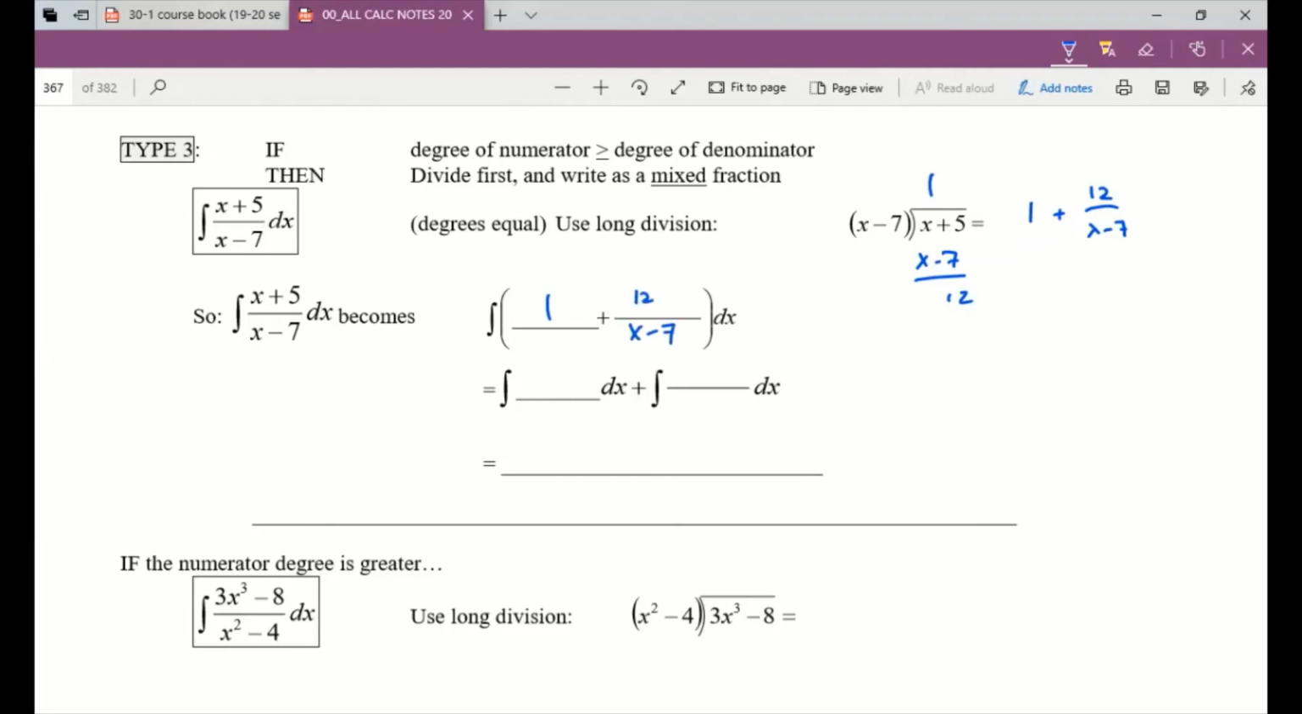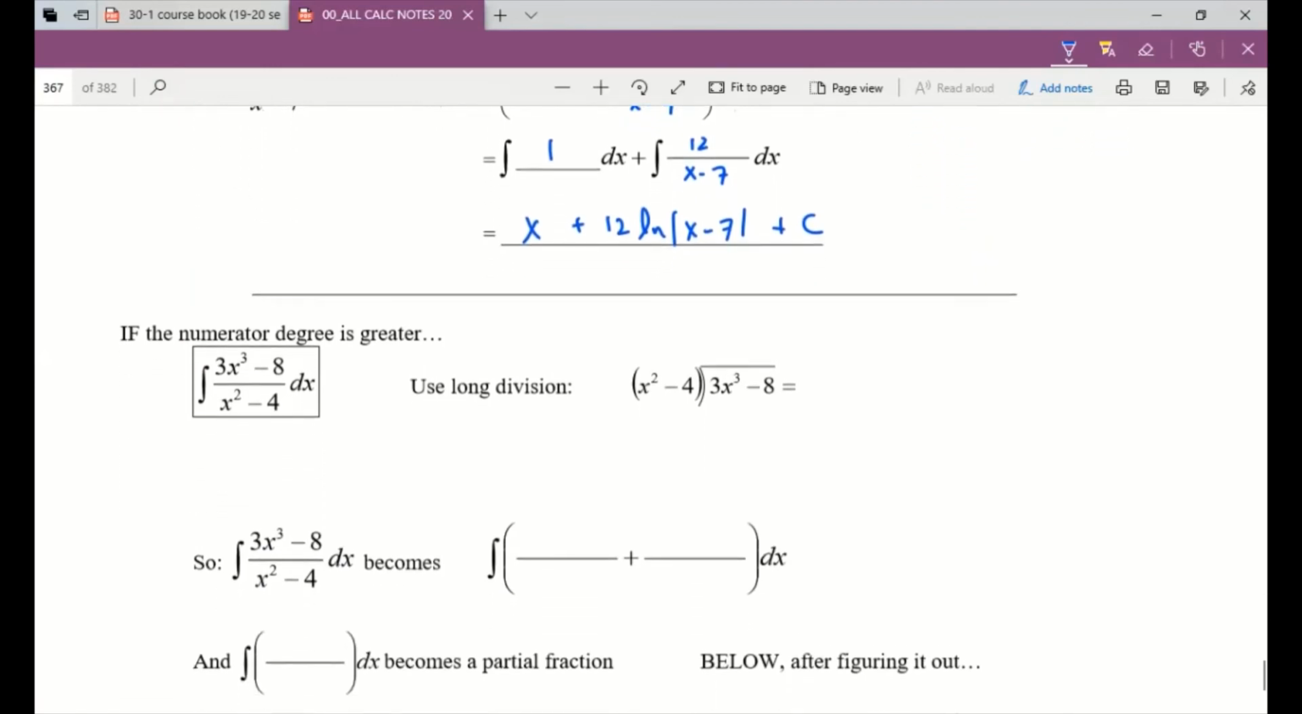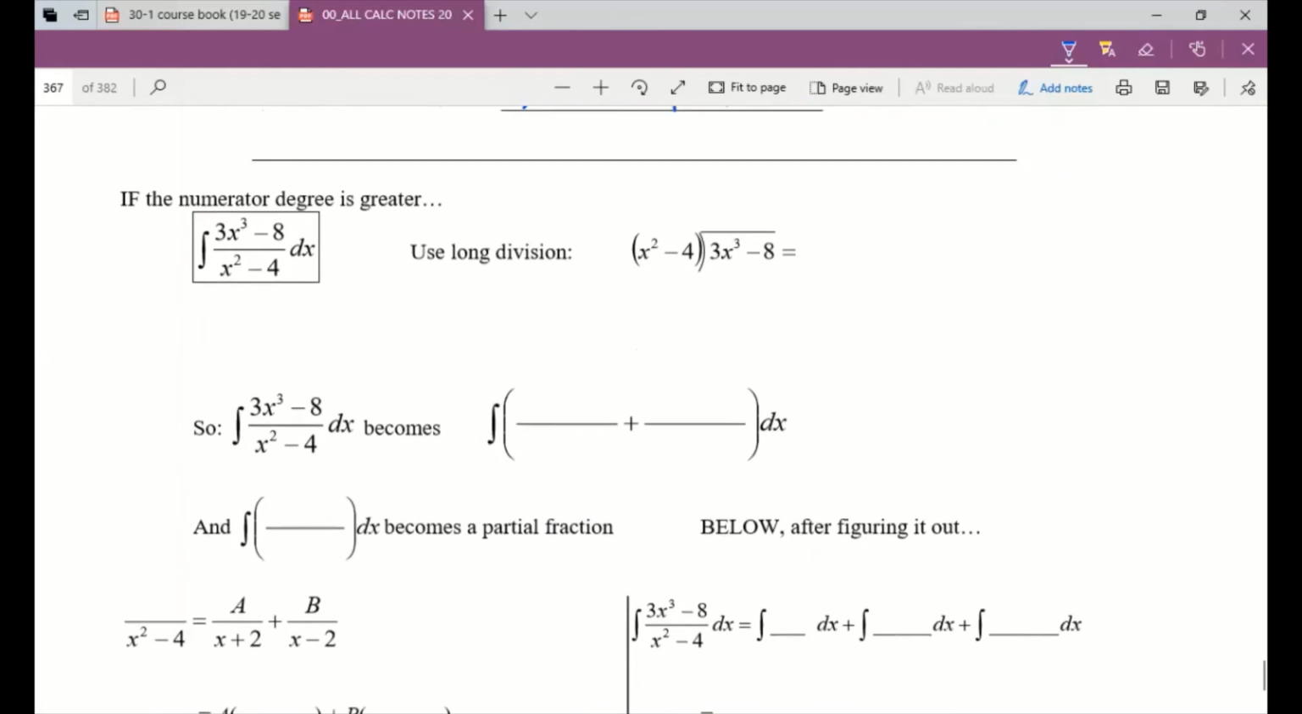We break that apart. This ends up being the integral of 1 dx plus the integral of 12 over x minus 7 dx. No big deal. We integrate the 1, it's this. We integrate 12 over x minus 7, it is plus 12 natural log of x minus 7 in absolute value. So when the degrees are equal, this is what we're going to do. It ends up being quite straightforward. If the numerator is greater, we start off with long division.